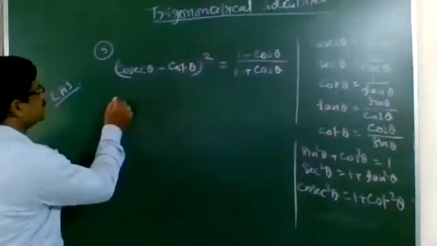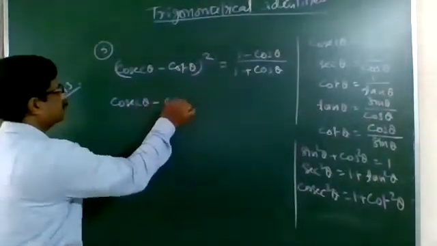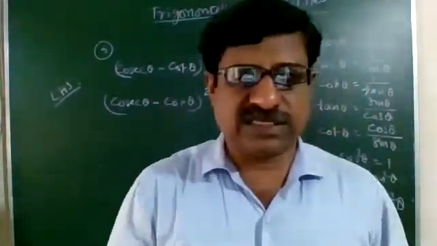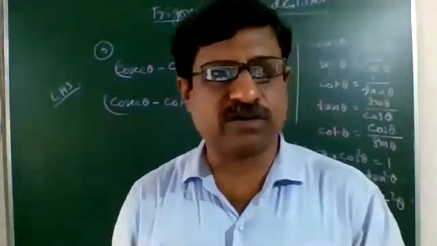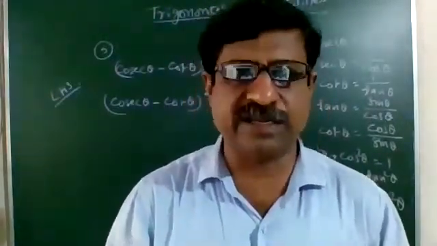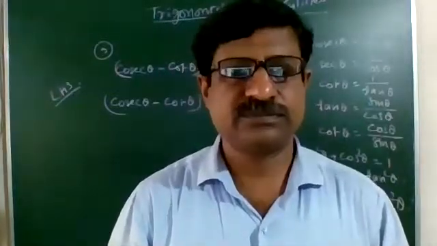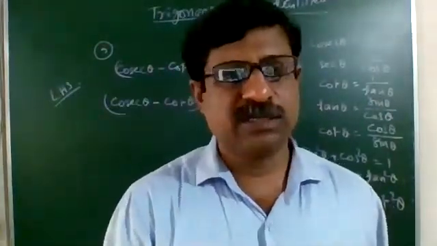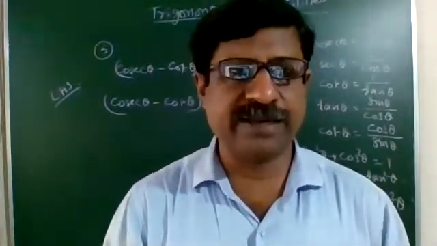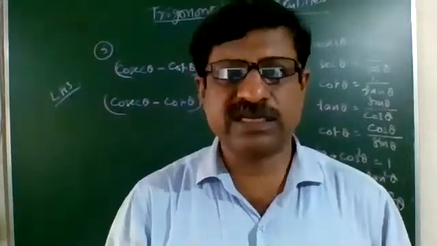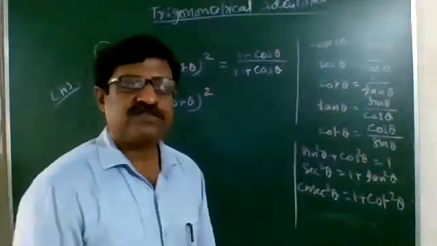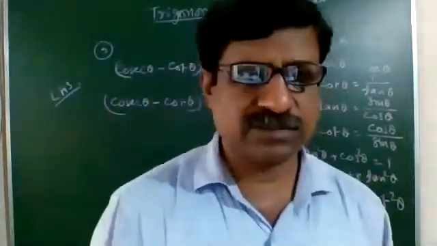First we copy the LHS. LHS is (cosec theta minus cot theta) whole square. First we see if something is possible to take common, if it is possible to take the LCM, or if it is possible to use some identities, then we can use it. In case it is not possible with these three steps, the other option is to change all the values in terms of sin and cos.